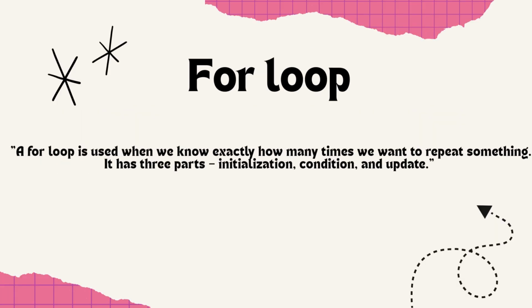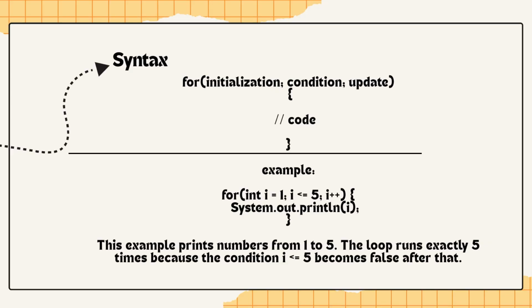A for loop is used when we know exactly how many times we want to repeat something. Syntax: for (initialization; condition; update) { code }. Example: for (int i = 1; i <= 5; i++) System.out.println(i). This example prints numbers from 1 to 5. The loop runs exactly 5 times because the condition i <= 5 becomes false afterward.